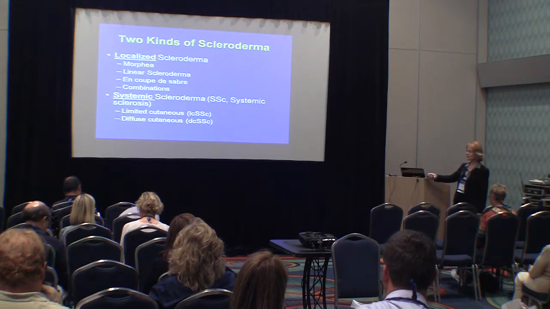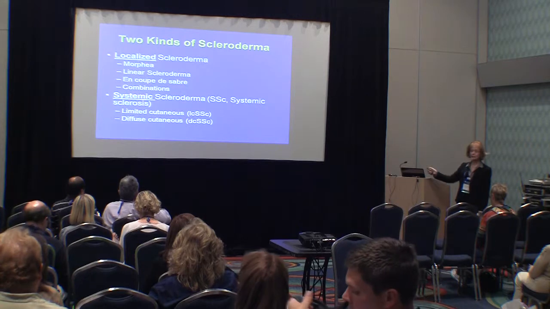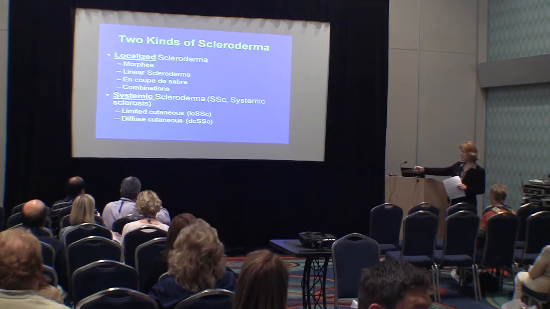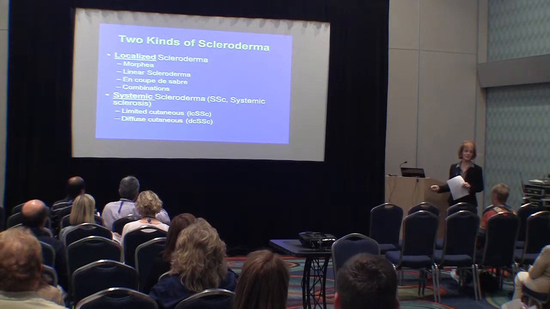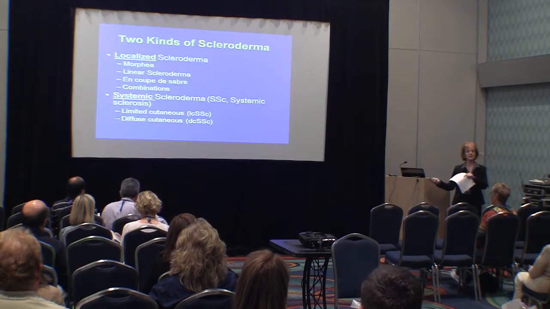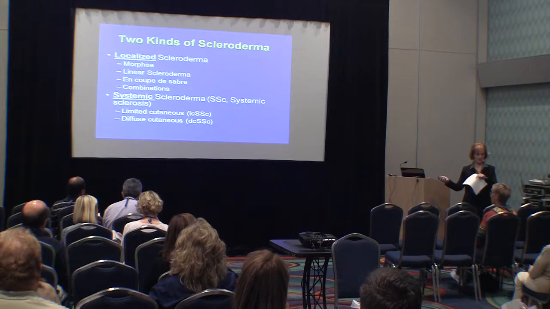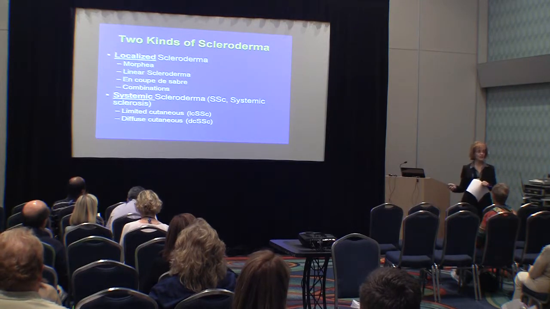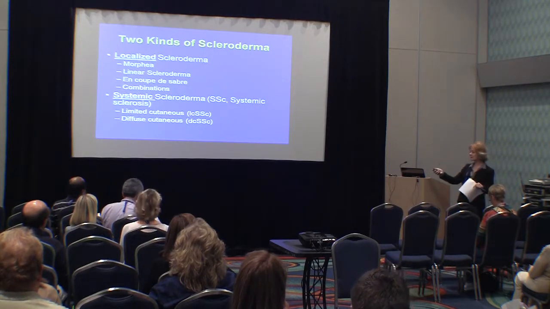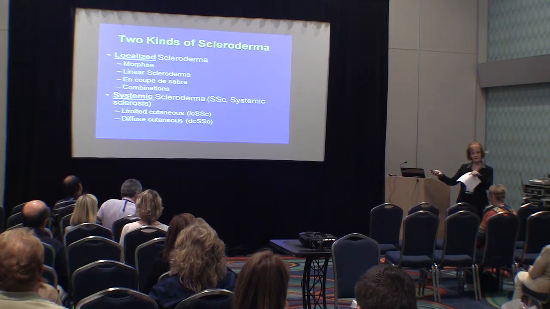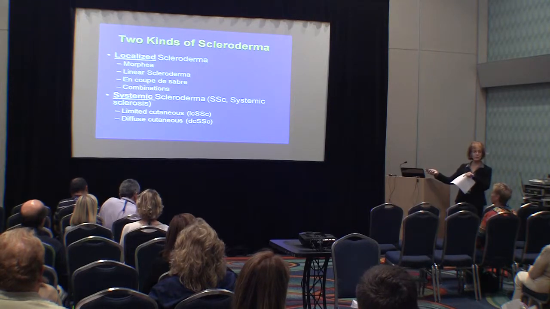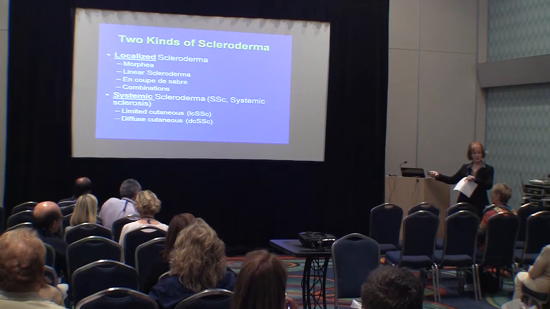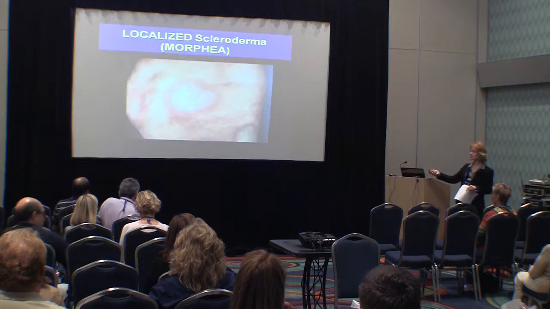But the other form, which many rheumatologists really consider to be true scleroderma, is the systemic form. And that's divided into limited cutaneous disease and diffuse cutaneous disease. You can already see, just from these slides, that this easily lends itself to confusion, because limited systemic scleroderma sounds a lot like localized. That's the most common confusion that both doctors and patients make. And I think it makes a difference to know what category you fall into, because the potential complications are very different between localized disease and systemic disease.